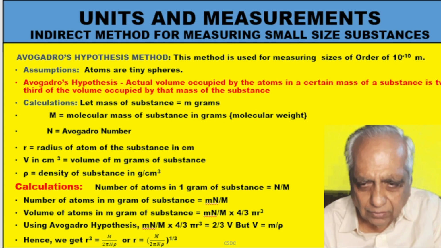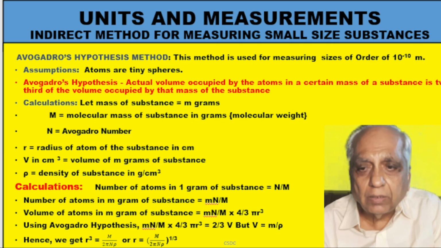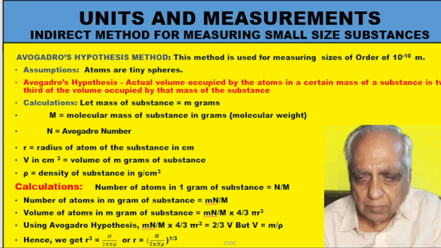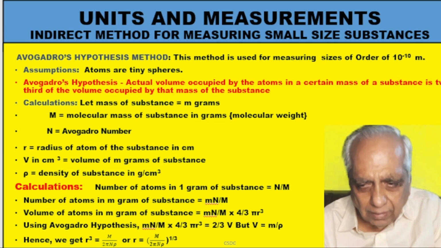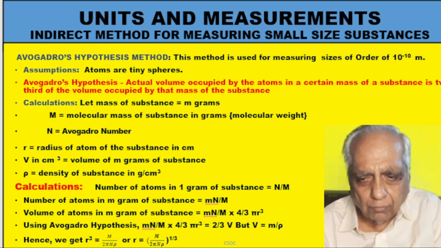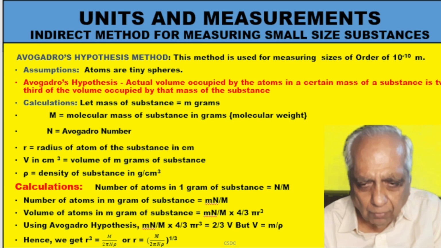So first let us start with how to measure the size of molecules. For this we will be using Avogadro's hypothesis. Avogadro's hypothesis says that the actual volume of atoms in any substance is about 2/3 the volume occupied by the mass of that substance. See, you have got 10 cc of water.